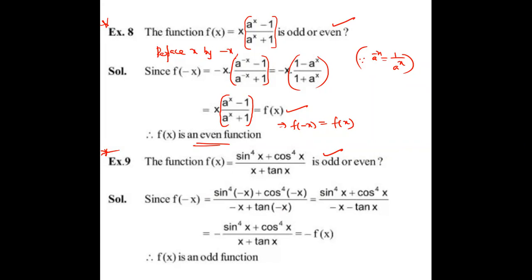See. What is the result coming? Odd function is coming. Thank you, Abhiram.